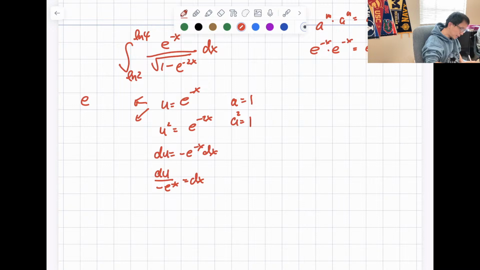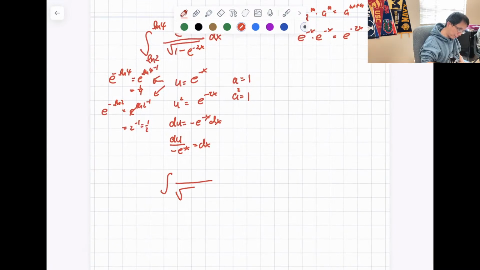So e to the negative ln of 4. Wait, can e and ln cancel out at this moment? No, so that'd be e to the ln of 4 to the negative 1. Now they can cancel, that's equal to 1 over 4. Does that make sense? E to the negative ln of 2, that's equal to e to the ln of 2 to the negative 1. This cancels out, 2 to the negative 1 is 1 over 2. So therefore, I have upper bound and lower bound.